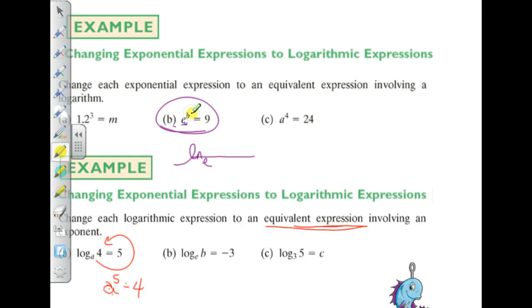So the exponent here is b. I'm going to set logs equal to my exponent, in this case b, and that leaves the 9 here. Then we can check it by using the fishhook. So e to the b equals 9, and that's what that says: e to the b equals 9.